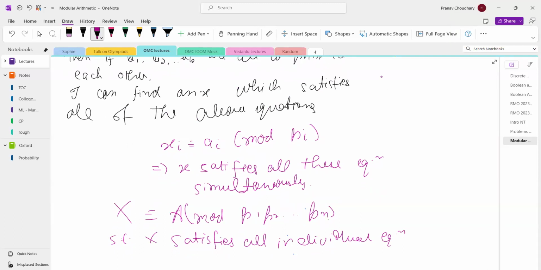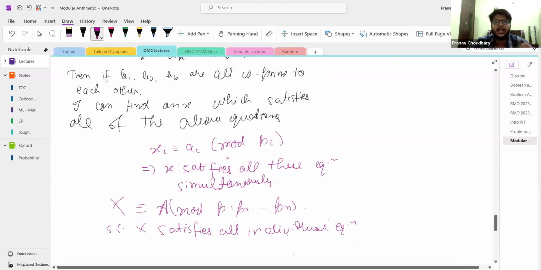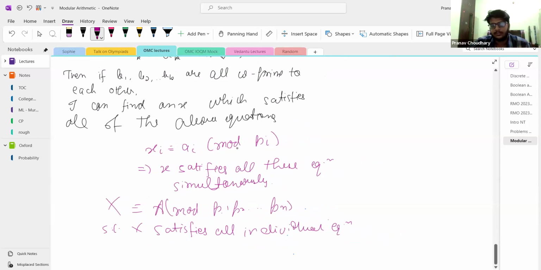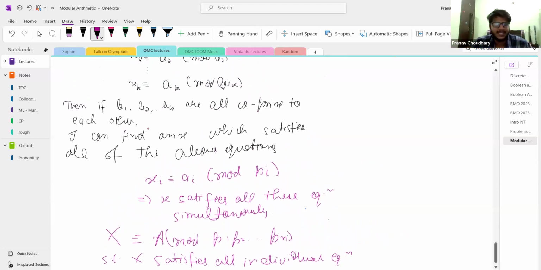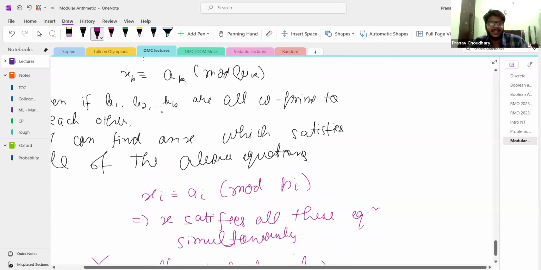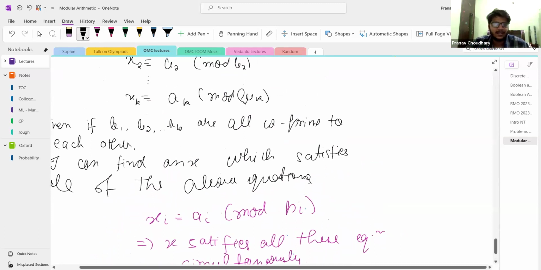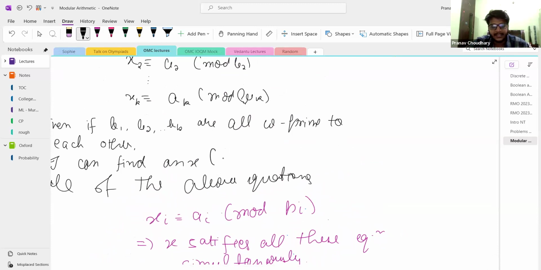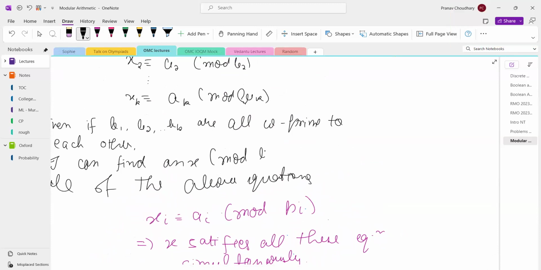Okay. So is the statement clear to everyone? If it's not, then: how would this capital X satisfy all the equations? Because here we are taking the product of primes, and there it's only one prime. I think I messed up the theorem while stating it. A better thing to say here is that I can find an x modulo the product of all the b's.